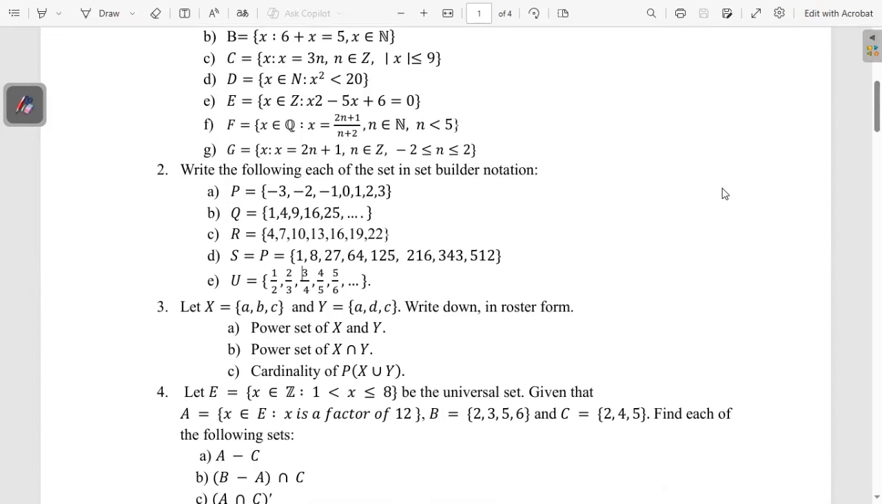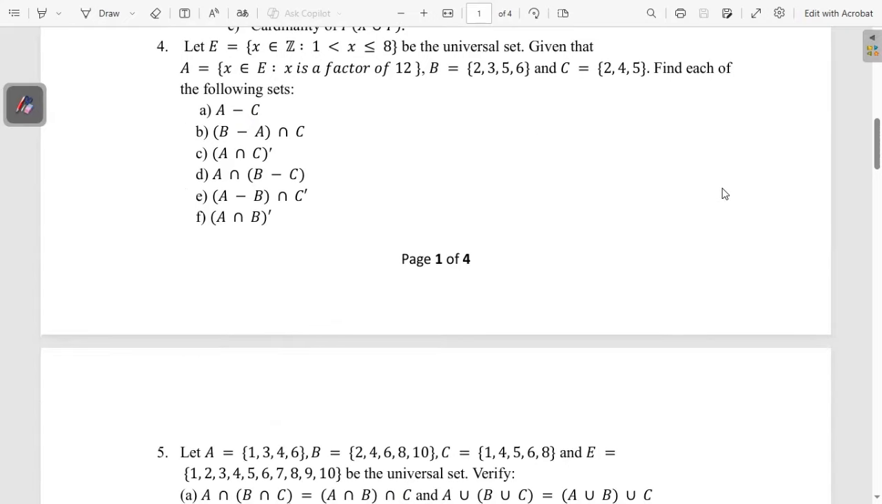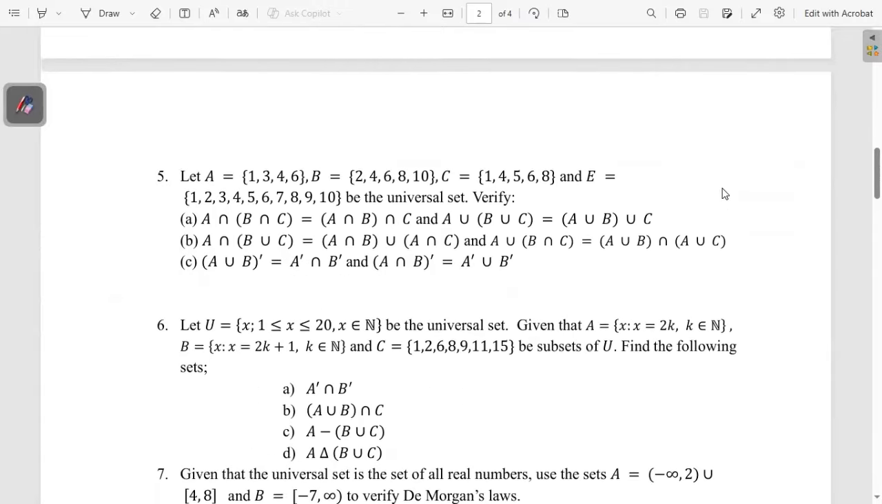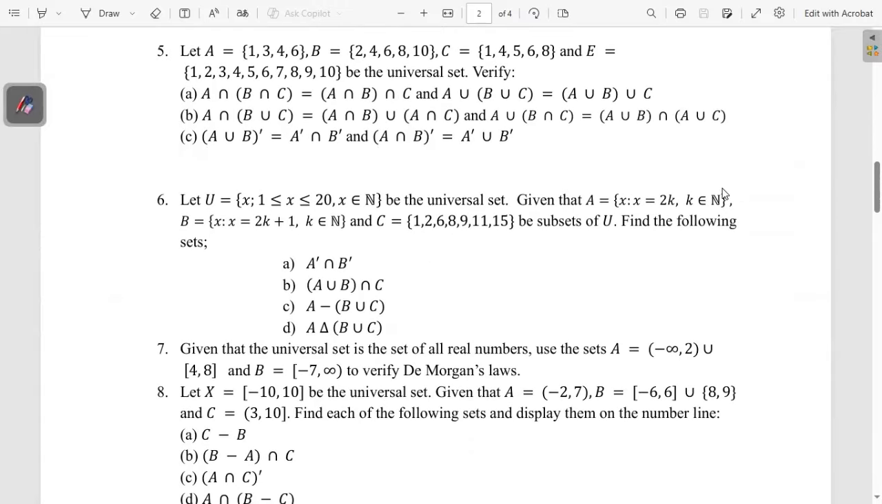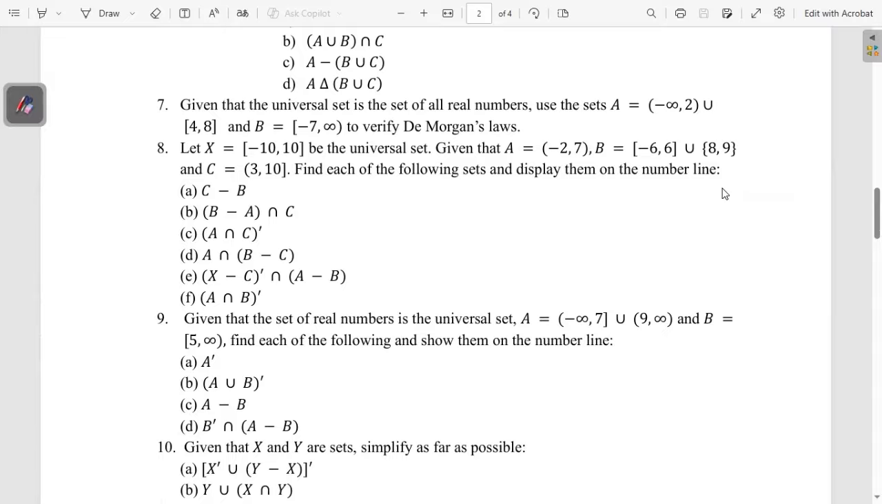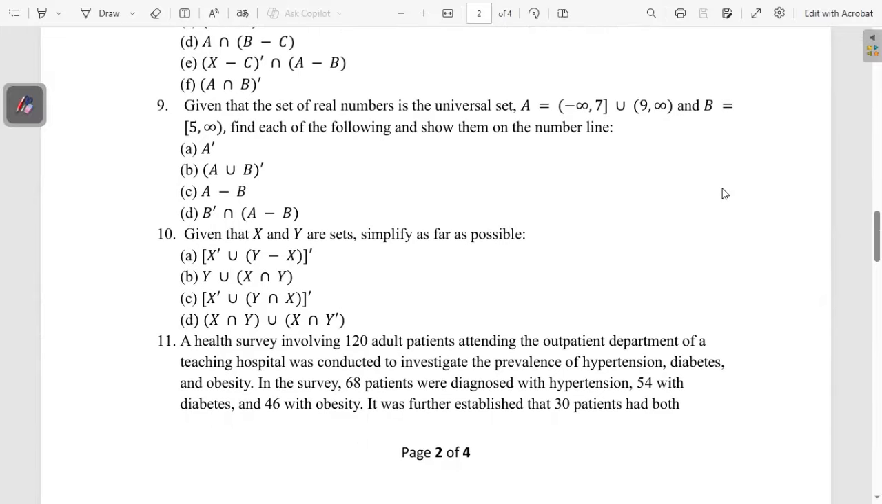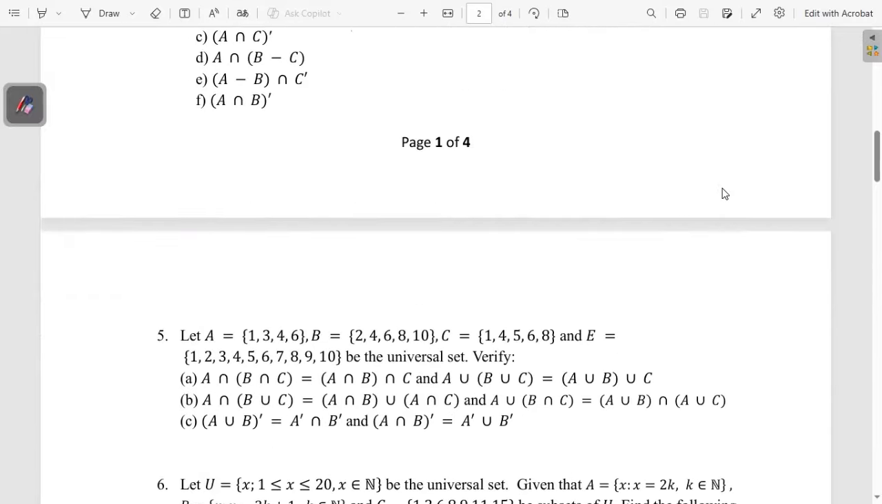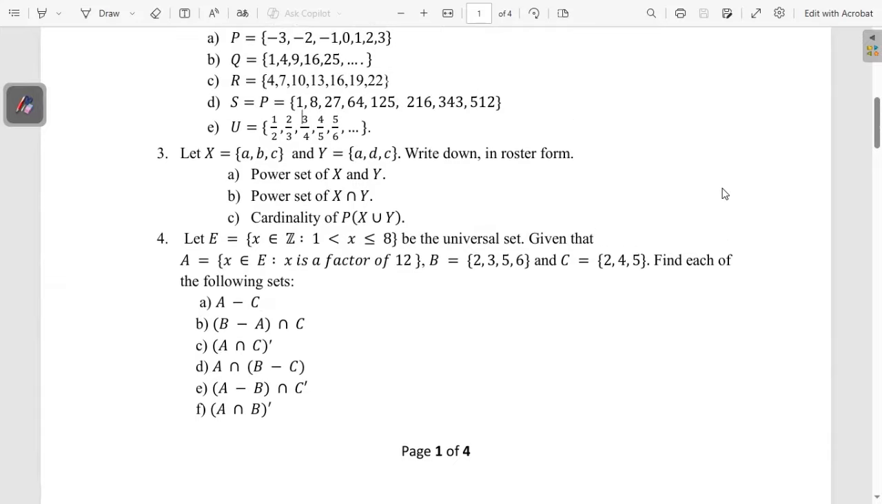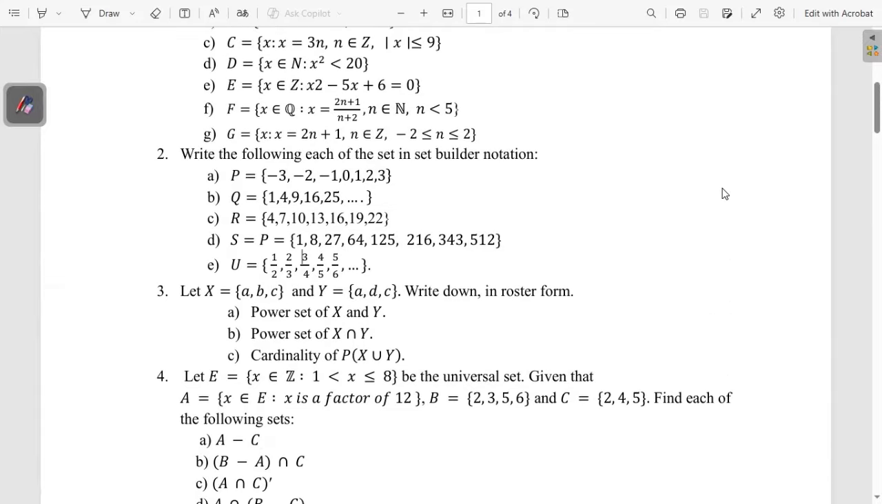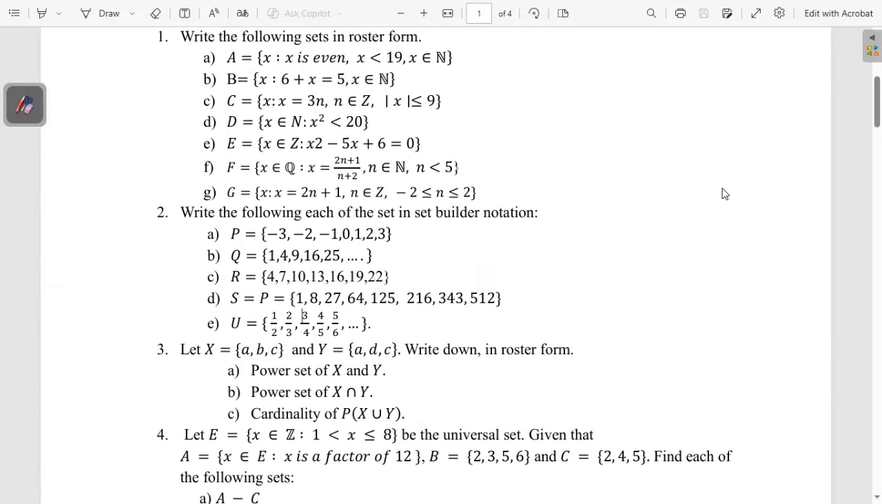You can see question 1, question 2. We are going to solve all these questions that you're seeing here. I'm going to solve all of them. Question 7, on set interval notation. Question 9, set interval notation, verifying rows and the like. We're going to solve all these questions. I hope by the end of this video, you will know how to solve questions on set theory. So now let's get into the video.